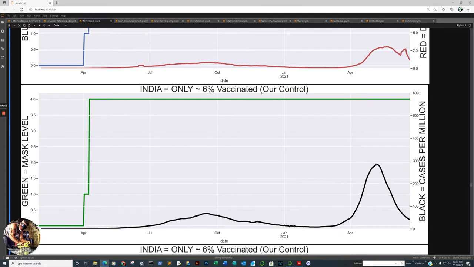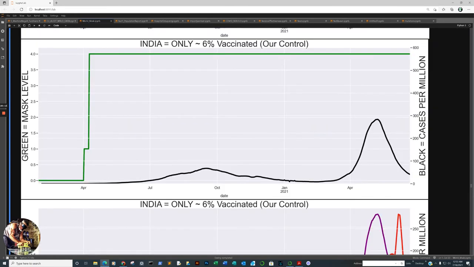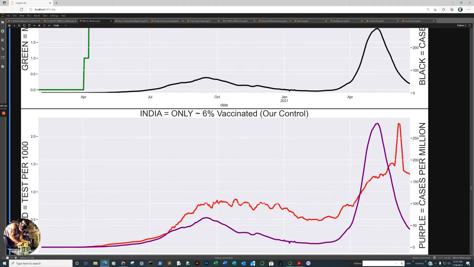Again, I don't know. Too much uncertainty. I can't give anybody any absolute answers, and I don't think anybody should. But here, look at the mortality rate. It fell dramatically. And remember how India was in the news and the hospitals were full and everything else like that. And all of a sudden now you don't hear anything about India because it's inconvenient.